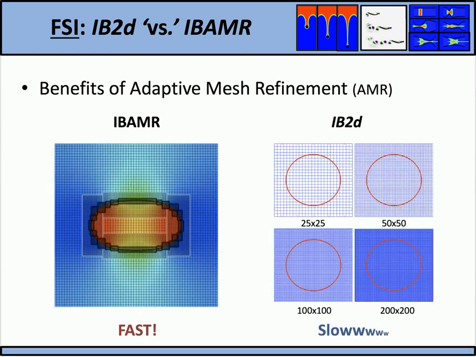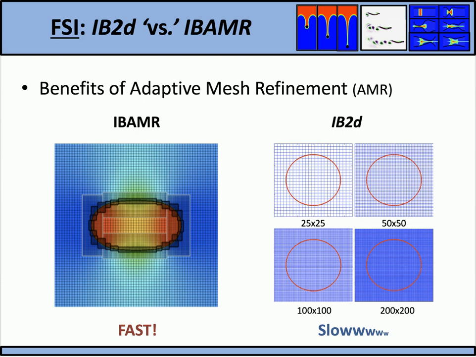So for example, on the left we have an IBAMR example illustrating that the closer you are to this elliptical object, the more highly resolved your mesh is going to be. Now to capture that same type of resolution around our object in IB2d, we need the entire grid to have that resolution. This can of course slow things down dramatically.